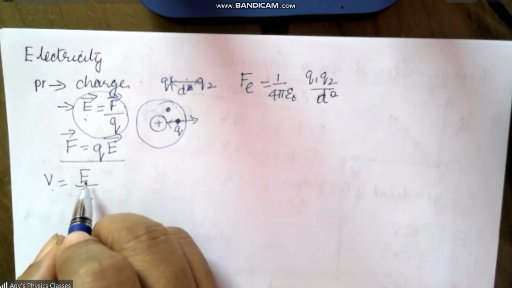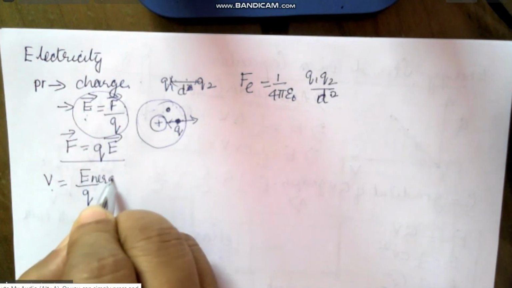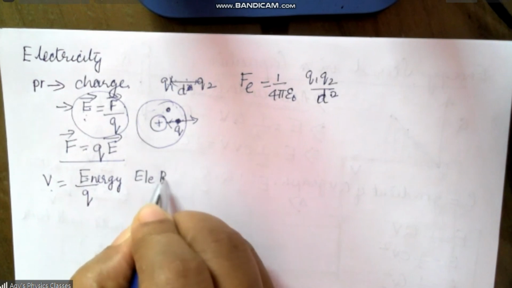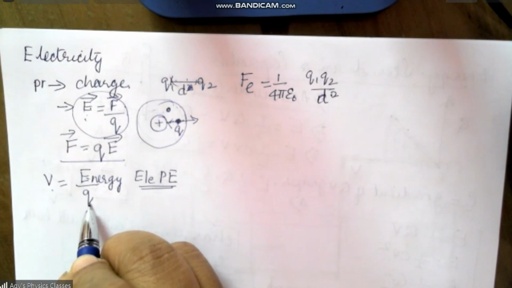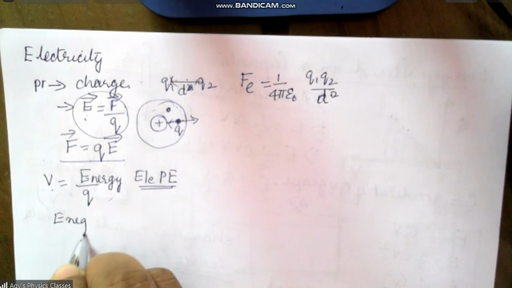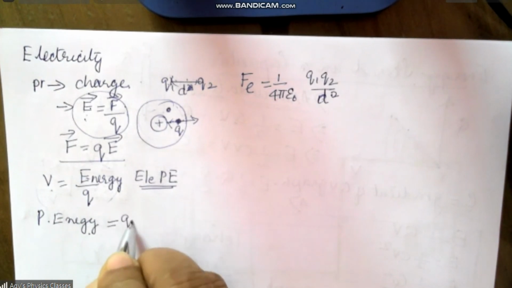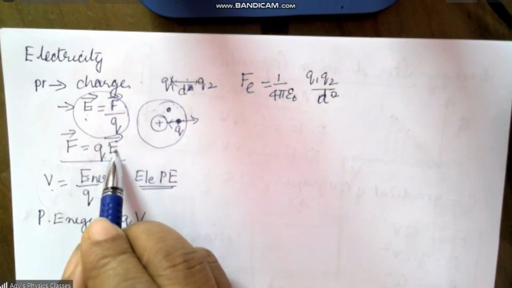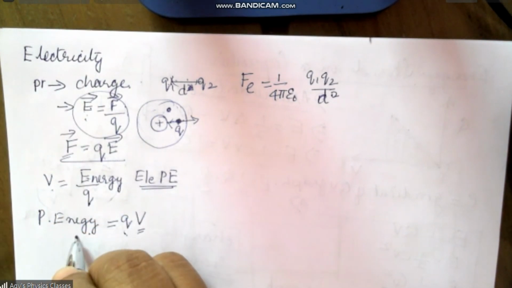Potential at a point is the electric potential energy experienced by unit charge. From this, the potential energy a charge gets is equal to Q into V. So please get the difference: Q into electric field will give you force, charge into potential difference will give you potential energy.